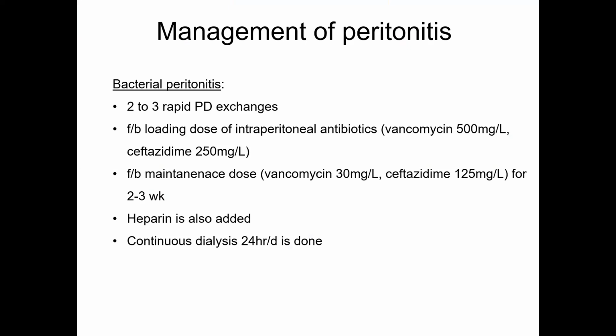Treatment of peritonitis and bacterial peritonitis patients includes 2 to 3 rapid PD exchanges followed by a loading dose of intraperitoneal antibiotics, which is mainly vancomycin 500 mg per liter of dialysate fluid and ceftazidime 250 mg per liter of dialysate fluid, followed by a maintenance dose of vancomycin, which is 30 mg per liter of dialysate fluid, and ceftazidime 125 mg per liter of dialysate fluid, which is given for approximately 2 to 3 weeks.